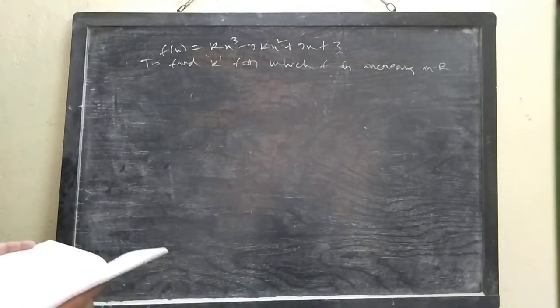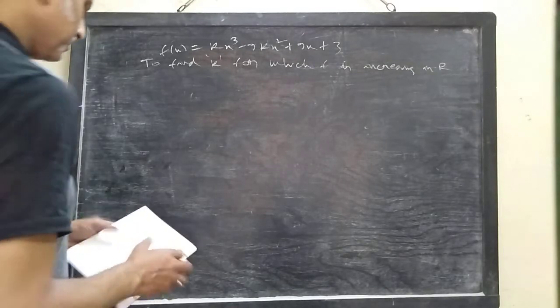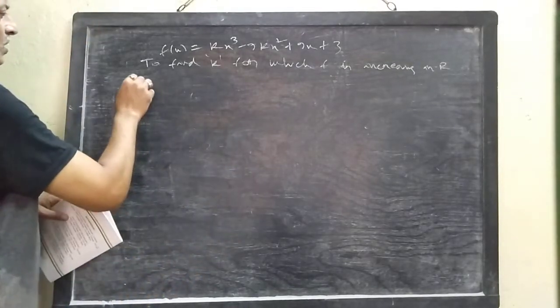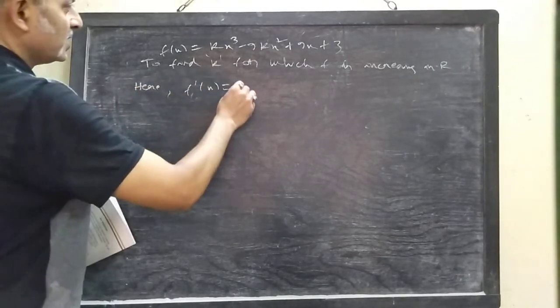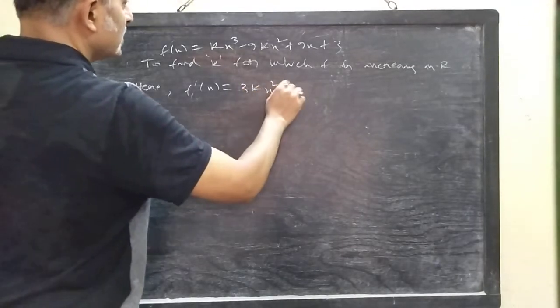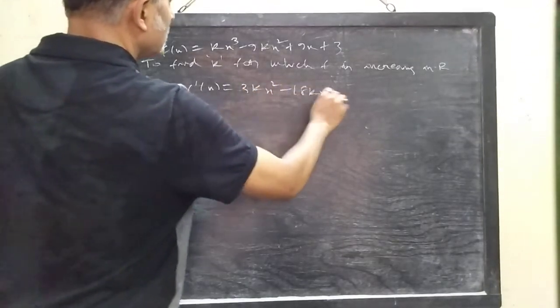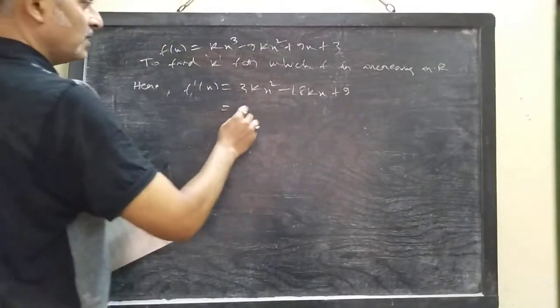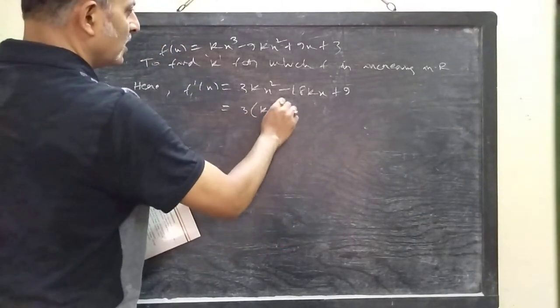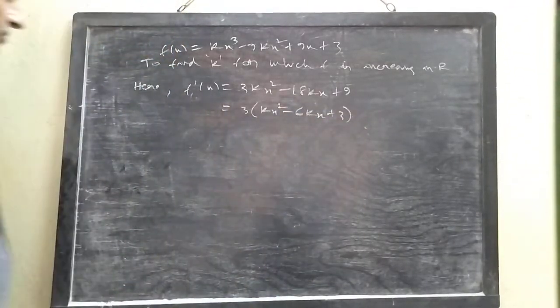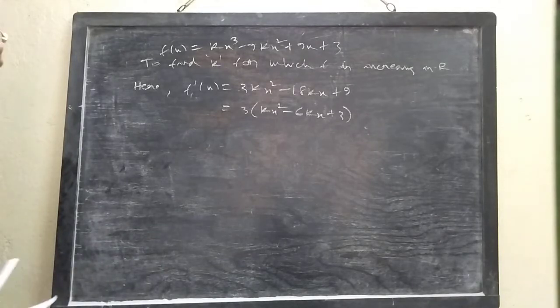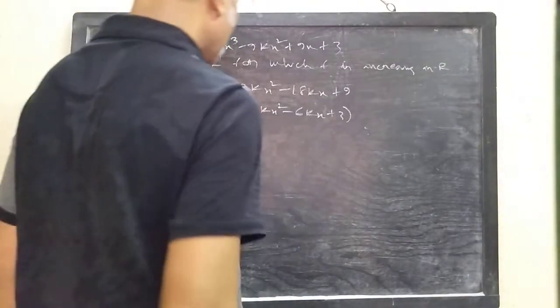So first find f dash x. Here f dash x is 3kx square minus 18kx plus 9. Take common 3, you get kx square minus 6kx plus 3. Now, to make the function increasing, we have to make f dash x greater than 0.